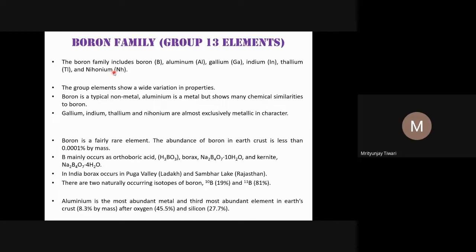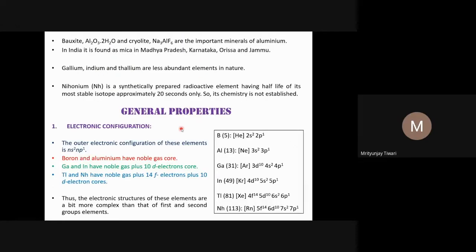So the chemistry of nihonium is not known to us. The most stable isotope itself has a half life of only 20 seconds, so what kind of chemical reactions can we perform in 20 seconds? It is very unknown. The chemistry of the other group members is what we have seen, and that will be our focus. So we started with the electronic configuration.